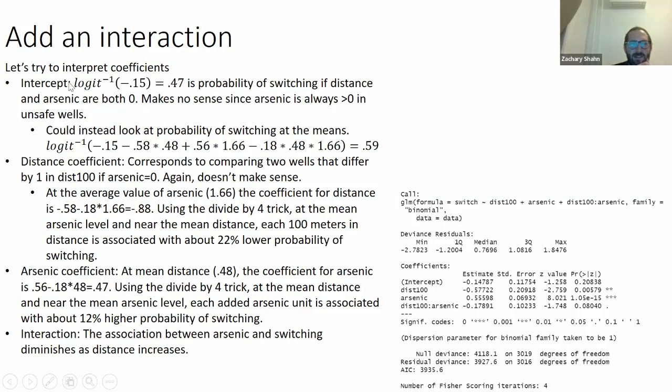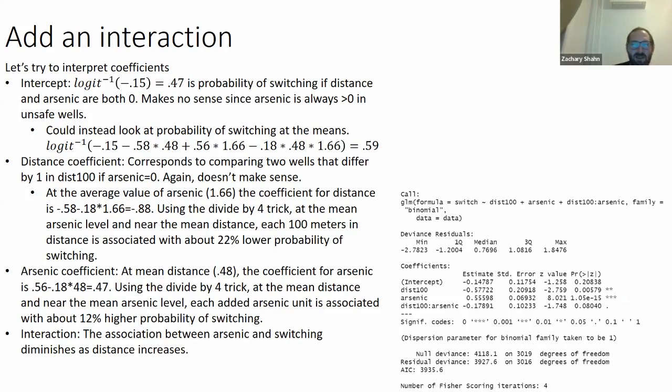So the intercept is negative 0.15, right? So logit inverse of negative 0.15 is 0.47. This is the probability of switching if distance and arsenic are both 0. So if you're right next to another well and the arsenic level in your well is 0. But this makes no sense because arsenic was always greater than 0 in everybody's well in the sample, because it's only people who had unsafe wells. So you can't really interpret it.